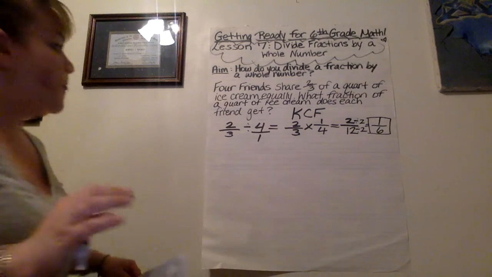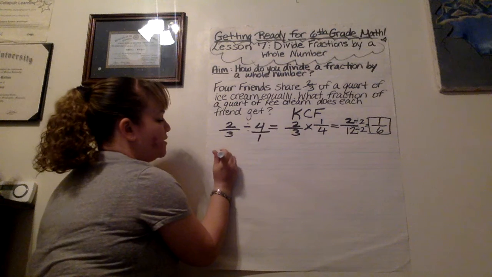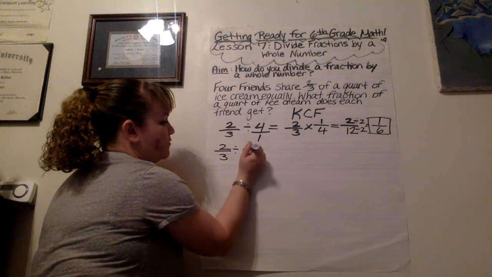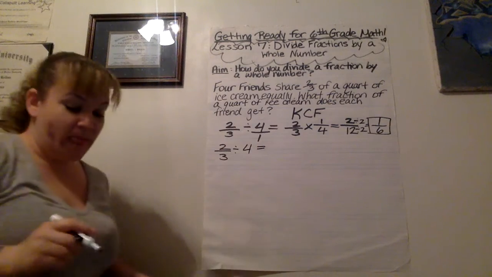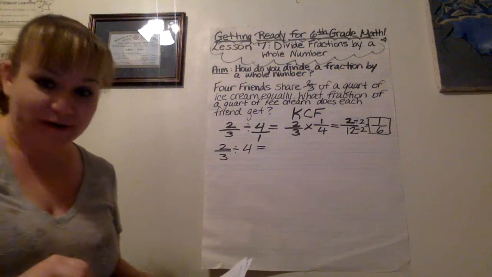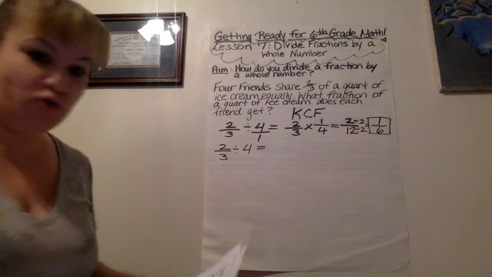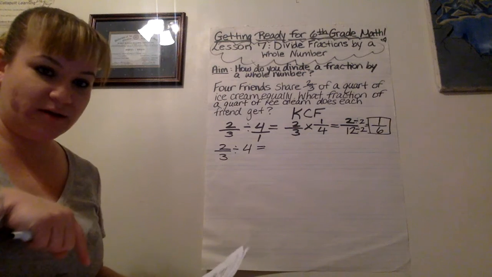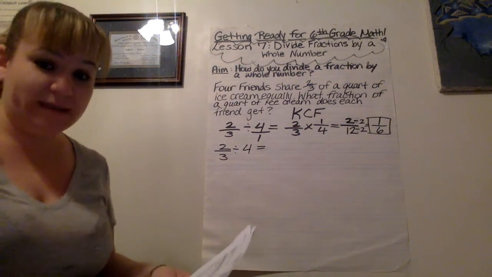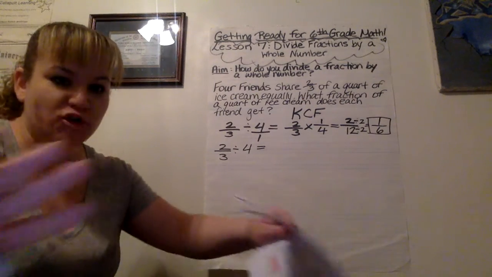So I solved this equation using KCF. I want to solve this equation, the same one, using models. So it's really 2/3 divided by 4. And they want to see the model with the answer. So I really want to see 2/12 as my answer. Okay? In the model, your simplest form does not have to be in the model. I will show you everything.